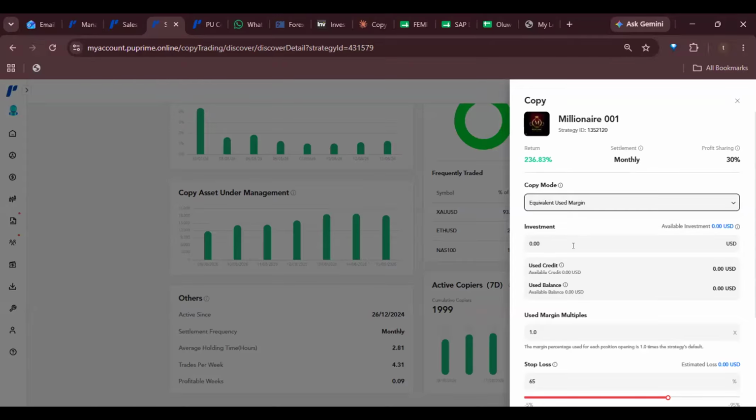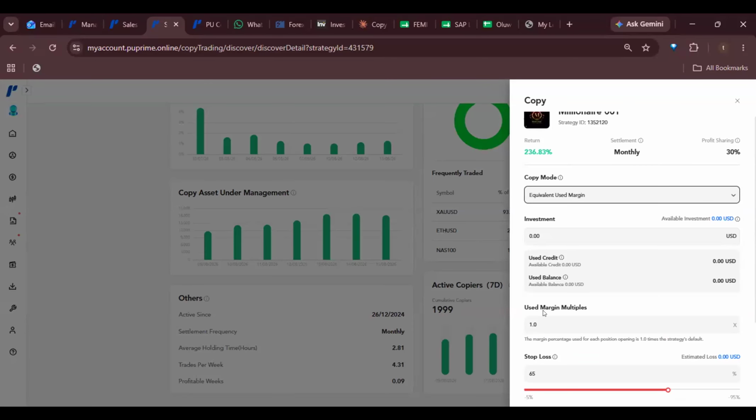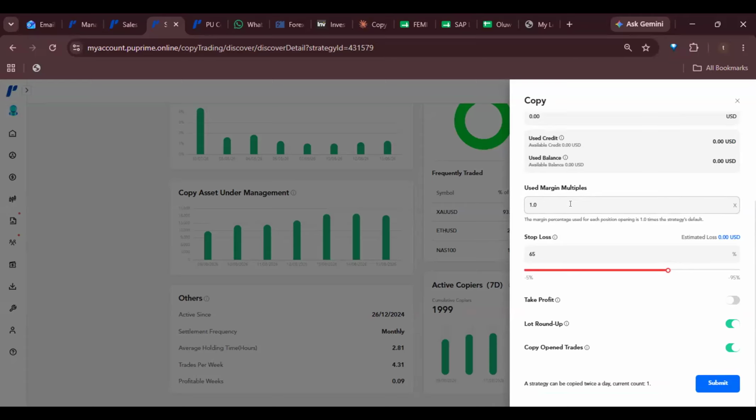Now, for this place where you have investments, what you will be putting on this particular investment is how much you want to use in copying the provider. That's how much exactly you'd be putting at this particular point. Now, then use margin multiples, of course, you maintain this one part to happen.